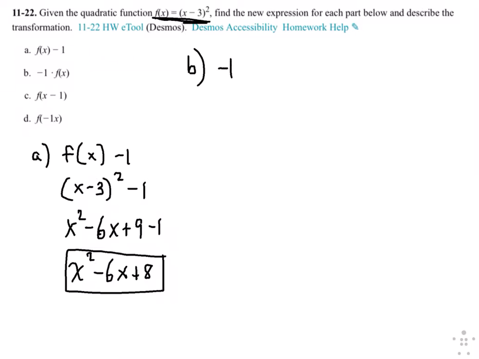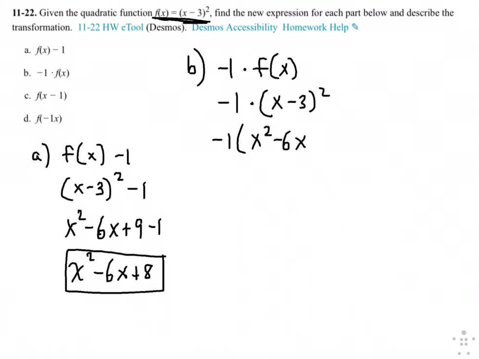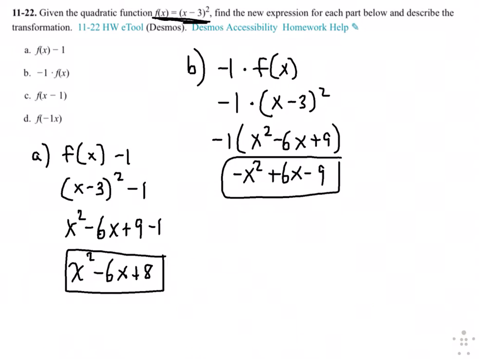Okay, let's do B. We have negative 1 times f of x. And remember, f of x is x minus 3 squared, so we get negative x minus 3 squared. And again, you cannot leave it like this. The book is just going to write it as negative x minus 3 squared, but we actually have to multiply this out. So we get negative 1 times x squared minus 6x plus 9. We distribute in, we get negative x squared plus 6x minus 9, right? Unless a question says to leave in factored form, we cannot leave it in that way.